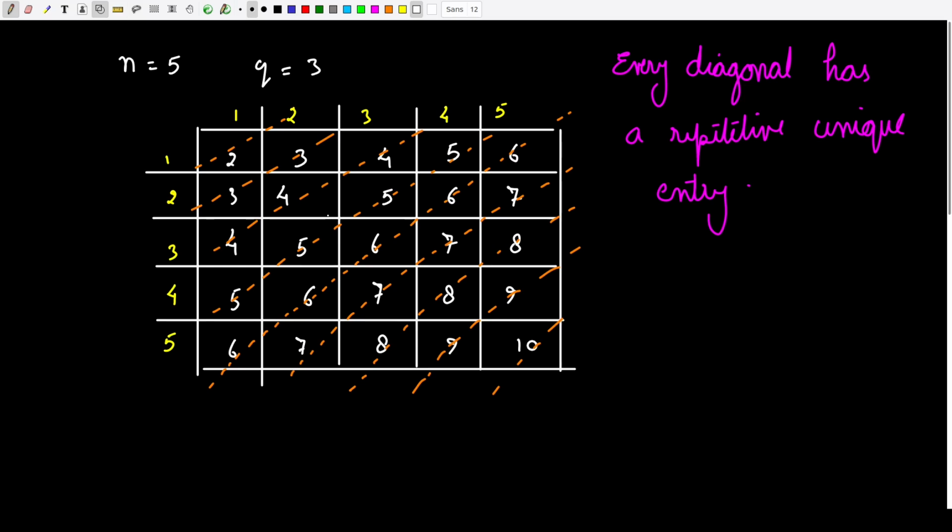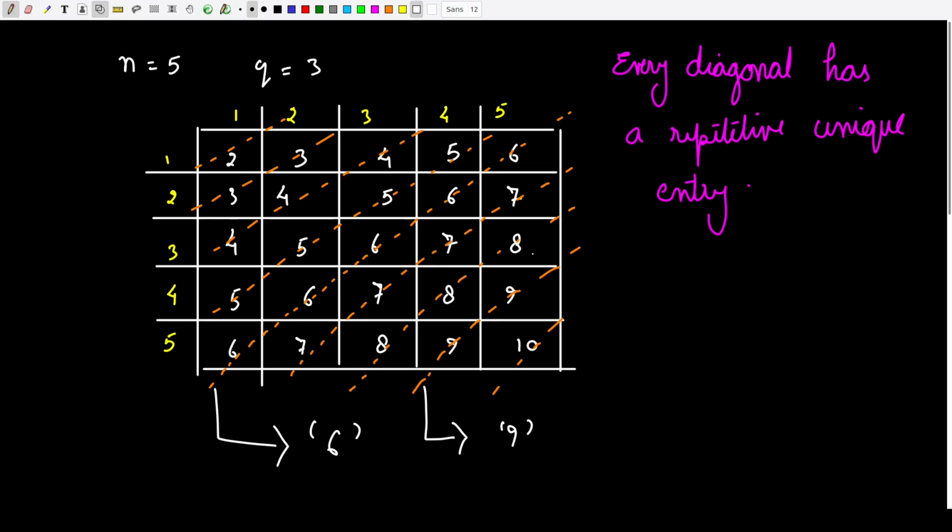So what do I mean by this? Well, what I meant by this is, if you see this diagonal has a unique entry which is 6, and all the cells of this diagonal have the same entry which is 6. Similarly, if you look at this diagonal, it has a unique entry which is 9, and all the cells comprising this diagonal have the same entry which is 9. So this is one observation which we can draw by observing this matrix.